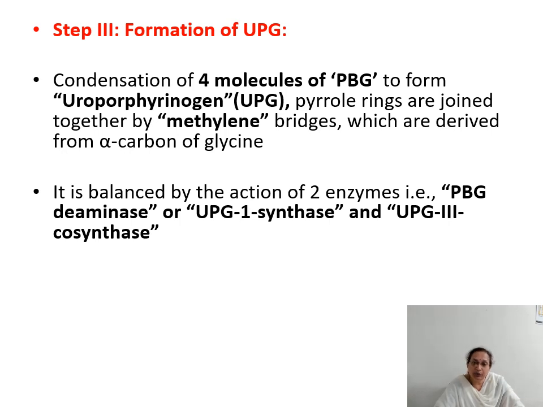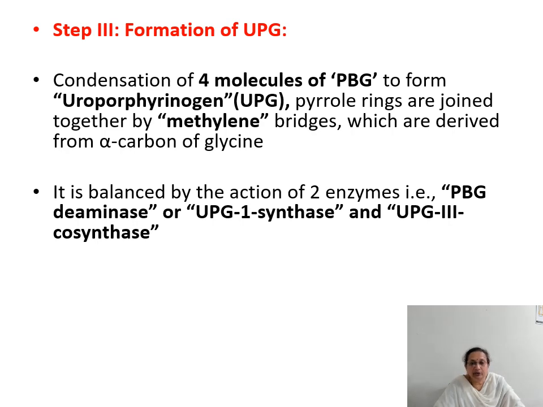And then step 3, formation of uroporphyrinogen. Now here 4 molecules of PBG, that is porphobilinogen, are going to condense to form uroporphyrinogen. The pyrrole rings are joined together by methylene bridges, which are derived from the alpha carbon atom of glycine. And this is catalyzed by two enzymes. One enzyme is known as PBG deaminase or UPG1 synthase. The second enzyme is UPG3 cosynthase.